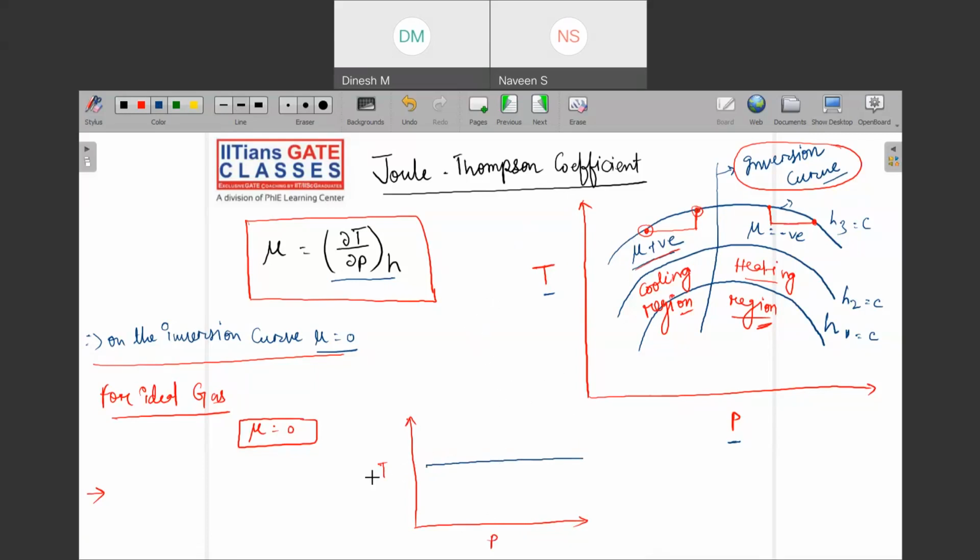So for ideal gas, we have seen now that the enthalpy is a function of temperature only. Then what is the enthalpy curve on TP? We can see that this will be a straight line. Even though you have decreased the pressure, then what happens with the temperature? Your temperature remained constant. It can remain constant, or even it can give you the increased temperature. This is the thing we need to keep in our mind. Okay.